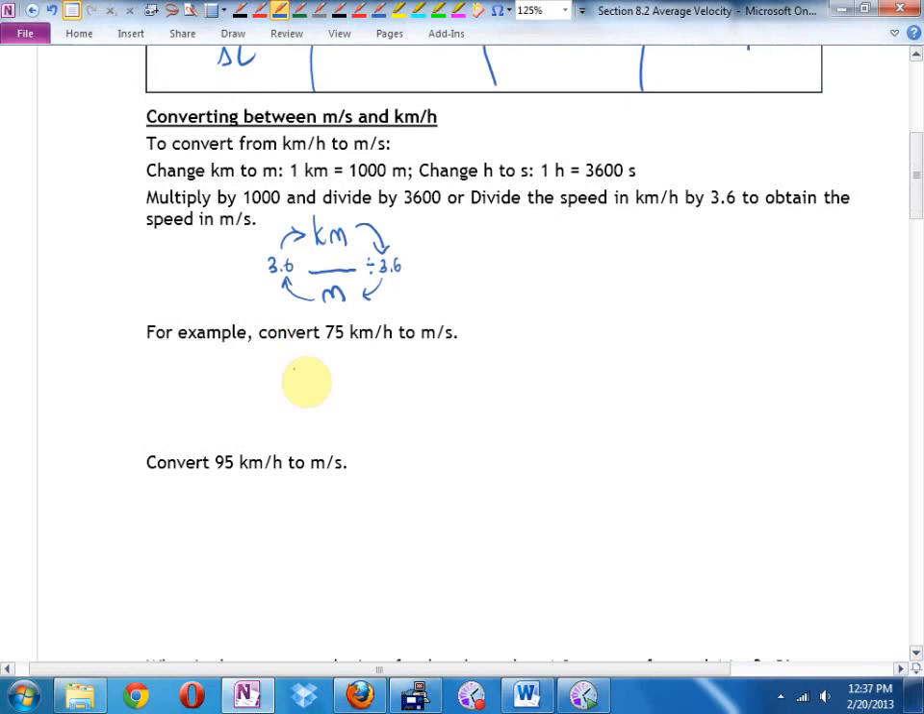Convert 75 kilometers per hour to meters per second. Am I going to times by 3.6 or divide by 3.6? 75 kilometers per hour is how many meters per second? And a lot of these won't work out evenly. Some will.